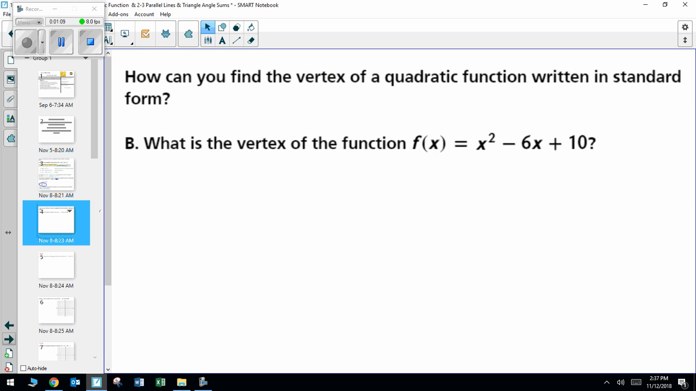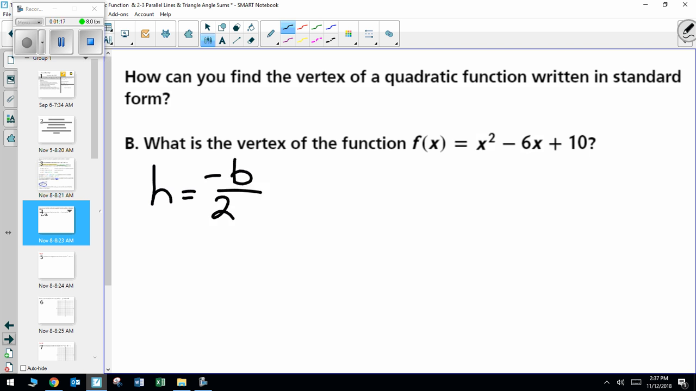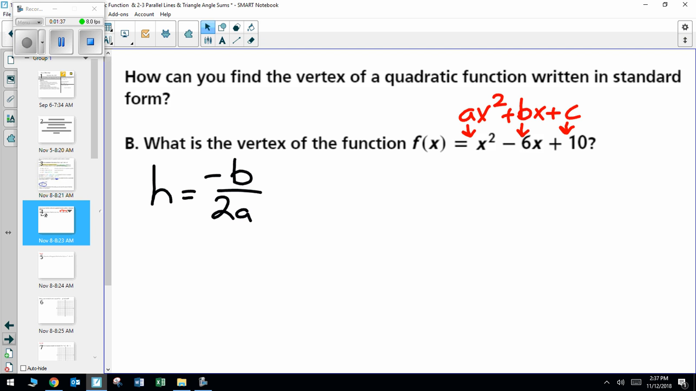So in this given problem, we want to know what the vertex is. I'm going to remember the formula. The x value of the vertex is negative b divided by 2a. And so how do we find b and a? Well, if I compare this to the standard form, I can see what is in the spot of the a, the b, and we don't need the c, but I can see what's in the spot of it. In the place of the c is 10, in place of b is negative 6, and in place of a is actually a 1.